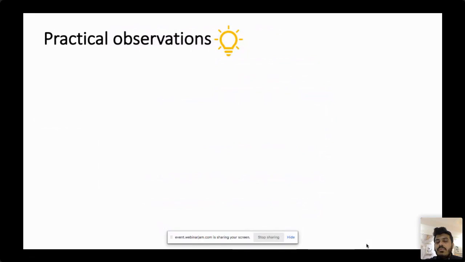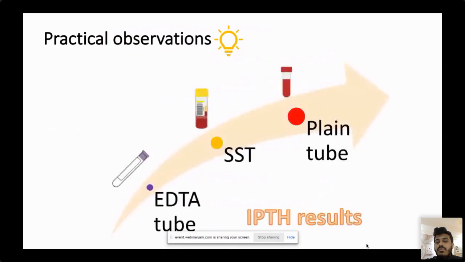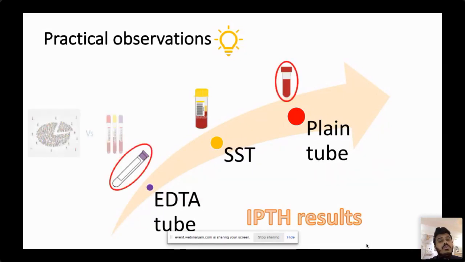Later, from our practical observation, we noticed that sometimes intact parathyroid hormone tends to be higher in serum than in EDTA plasma. So simply one question came to us: are these abnormal results due to a different population used to establish the normal range provided by the company, or due to using different tube types?